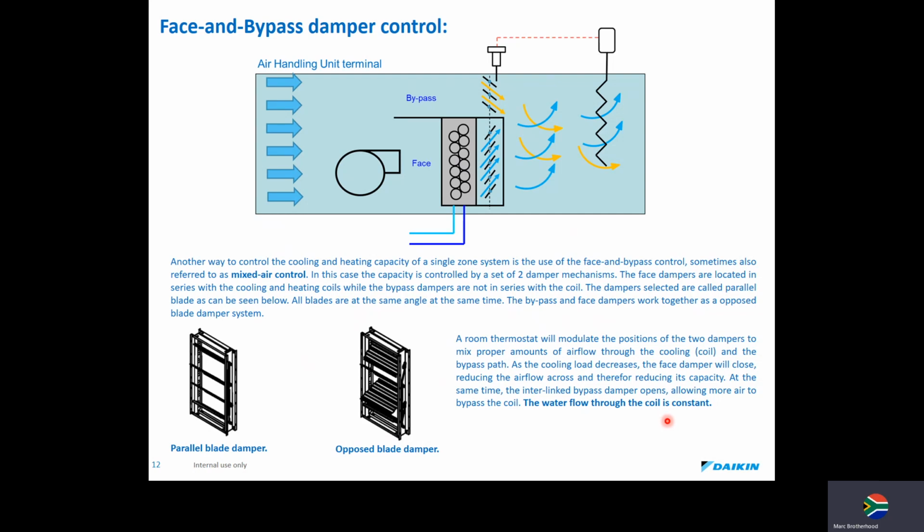As the cooling load decreases, the face damper will close, which is this face damper, reducing the airflow across and therefore reducing its capacity. At the same time, the interlinked bypass damper opens, allowing more air to bypass the coil. The water flow through the coil is constant, so you've got constant water flow. You don't really play with this flow rate. All you do is you control the dampers.